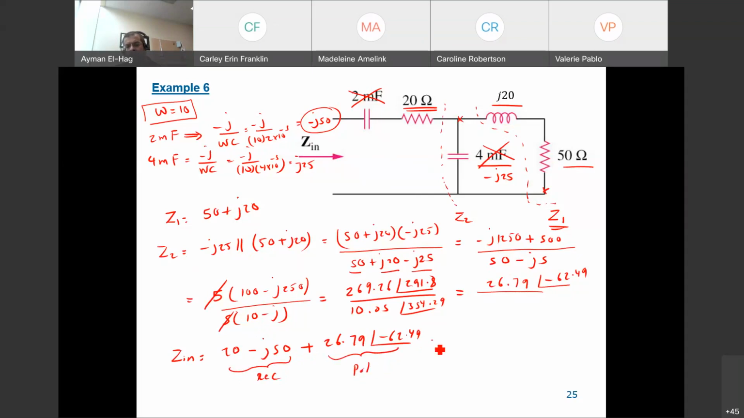So what we need to do, we need to convert this into rectangular back. So this is equal to 20 minus j50, and then plus, so we will convert this. This is equal to 12.37 minus 23.76. Now we add the real to the real. So this is equal to 32.